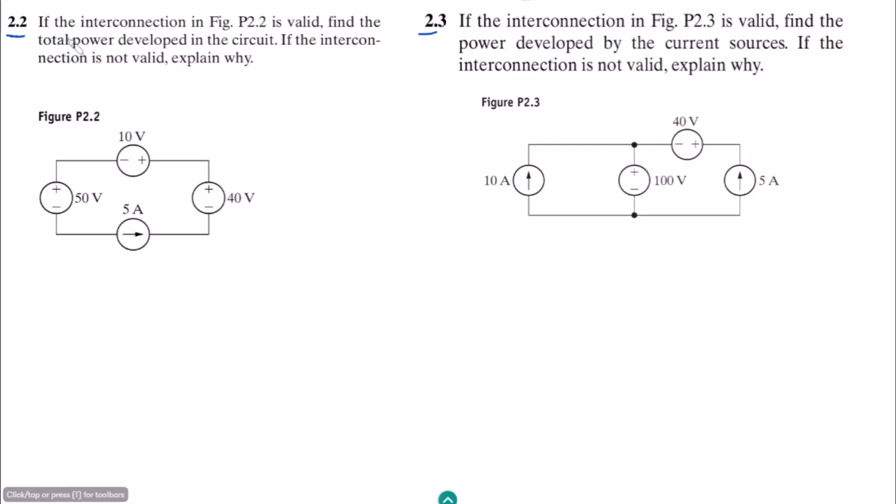The statement of this question is, if the interconnection in figure 2.2, okay, this is figure 2.2, is valid, find the total power developed in the circuit. If the interconnection is not valid, explain it. Here this is the circuit, and we can see that there is no reason to make it invalid.